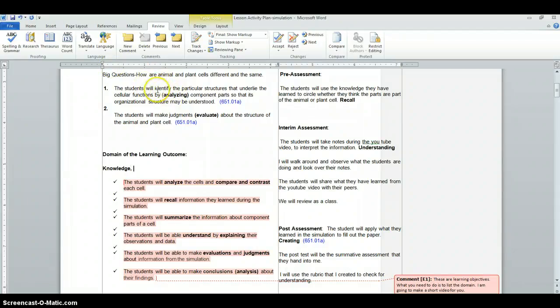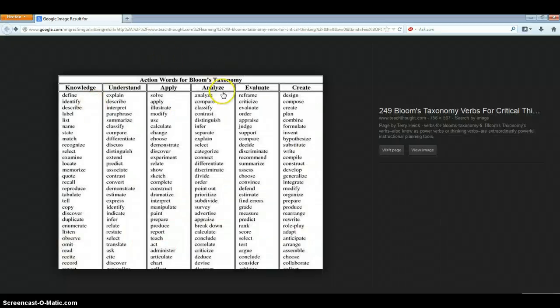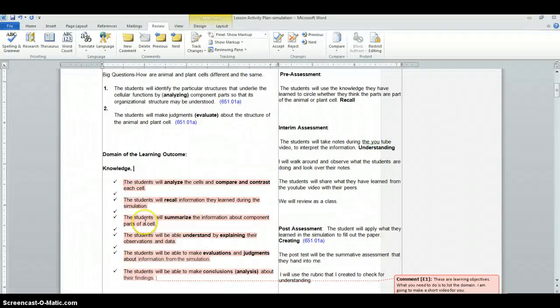So you're supposed to also highlight this because they will identify the particular structures that underline this cellular functions by analyzing. So you look at analyzing. Where does analyze fall under the domains that we have? So analysis or analyzing, it falls under analyze. So the domain that you're going to look at, the second one, is just analyze.